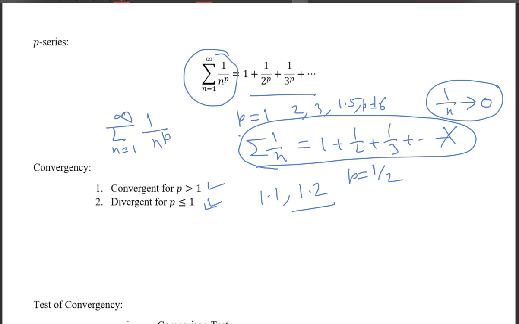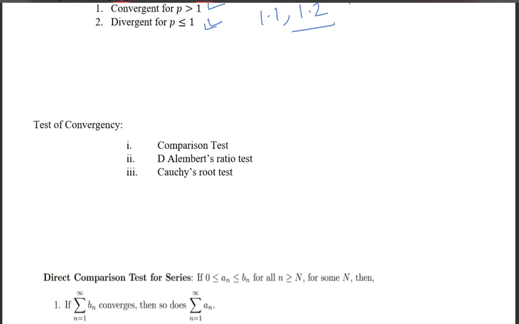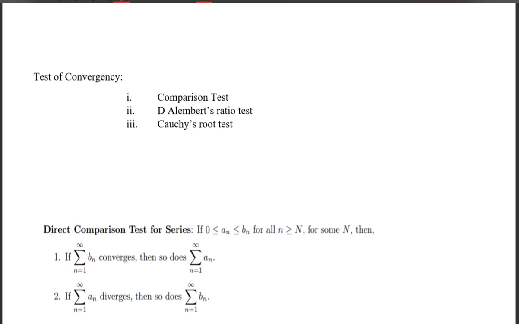Now using this p series and geometric series, we have to study the convergence tests for other series. We have three convergence tests. One is the comparison test, then D'Alembert's ratio test, then Cauchy's root test.